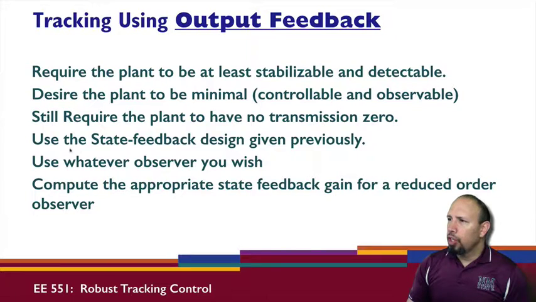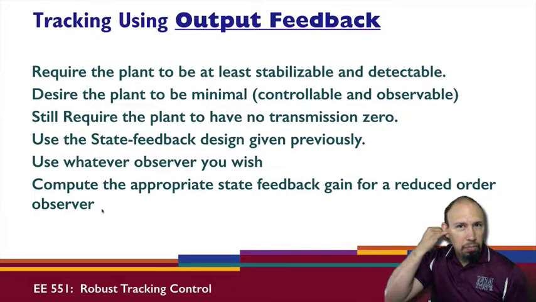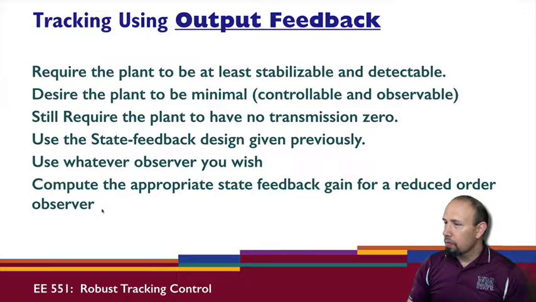We want to use the state feedback design given previously and use whatever observer you wish. It could be a full order observer or a reduced order observer. Then we want to compute the appropriate state feedback gain for a reduced order observer. This is the extra step that we need to do if we choose to use a reduced order observer. If we use a full order observer, then we don't have to do that step.